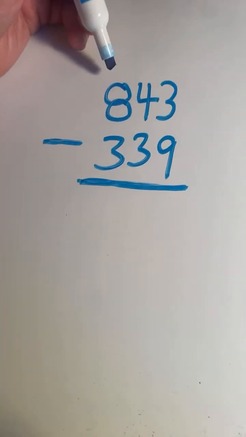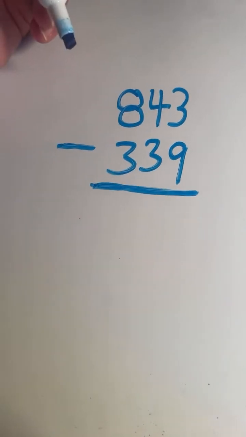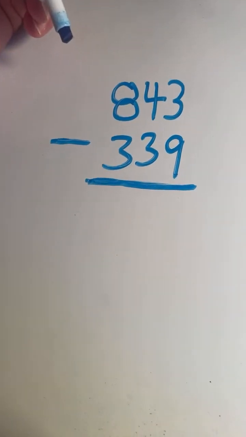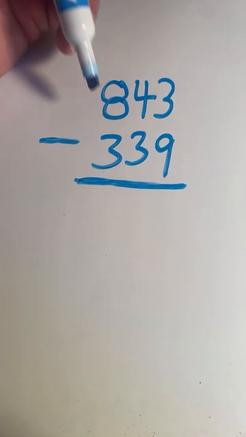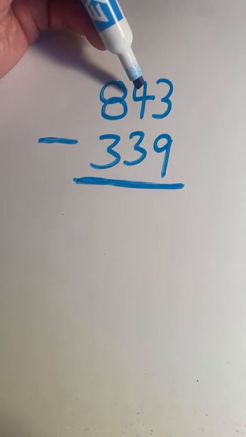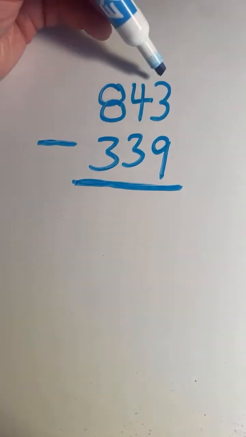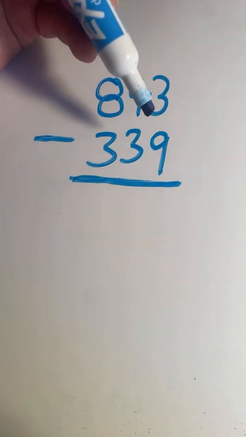So we regroup from left to right, and then we subtract from right to left. So starting in the hundreds place, we do not need to regroup there. 8 is bigger than 3. We do not need to regroup in the tens place. 4 is bigger than 3. In the ones place, we will need to regroup. You cannot start with 3 and take away 9.